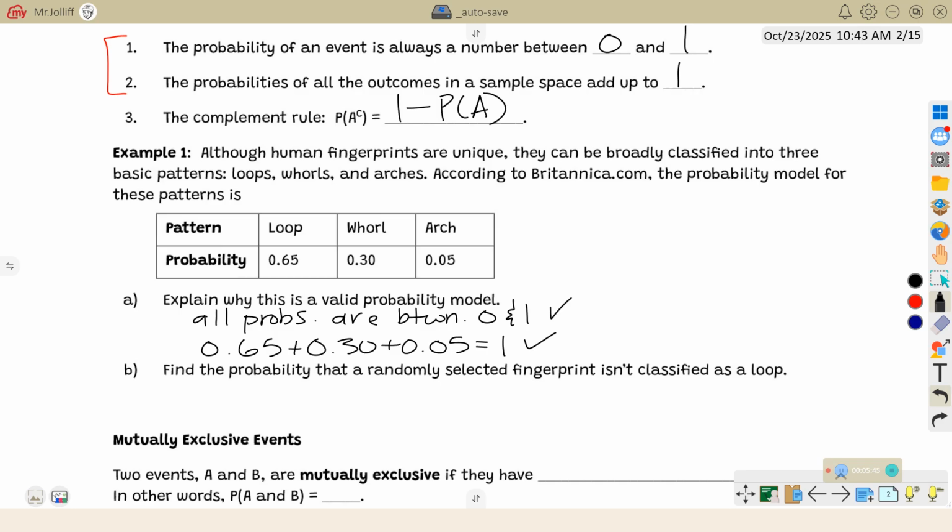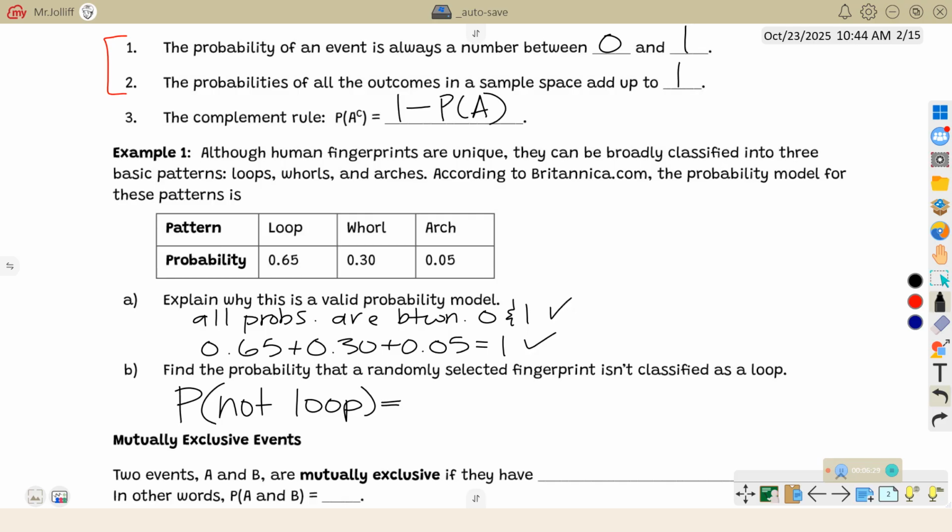Okay. The next question. Find the probability that a randomly selected fingerprint isn't classified as a loop. And the first thing that the AP board is going to want you to do is write that word sentence in probability notation. So P for probability, and then in parentheses, what am I finding the probability of? Not a loop. Very good. Not loop. We just learned a trick for that.